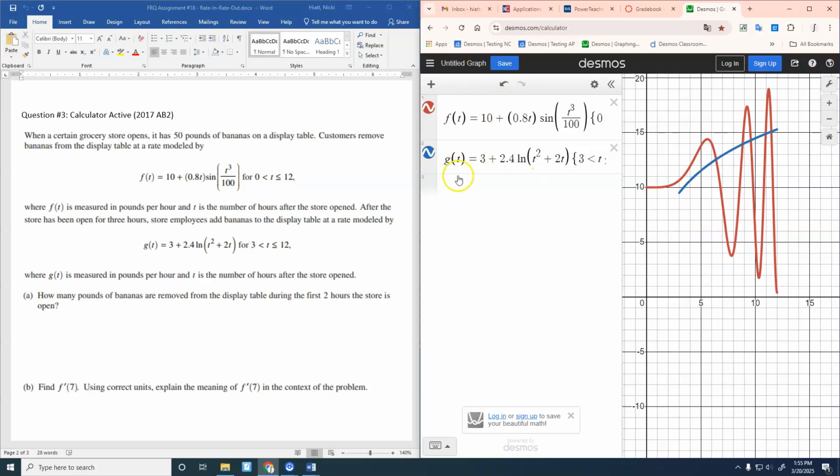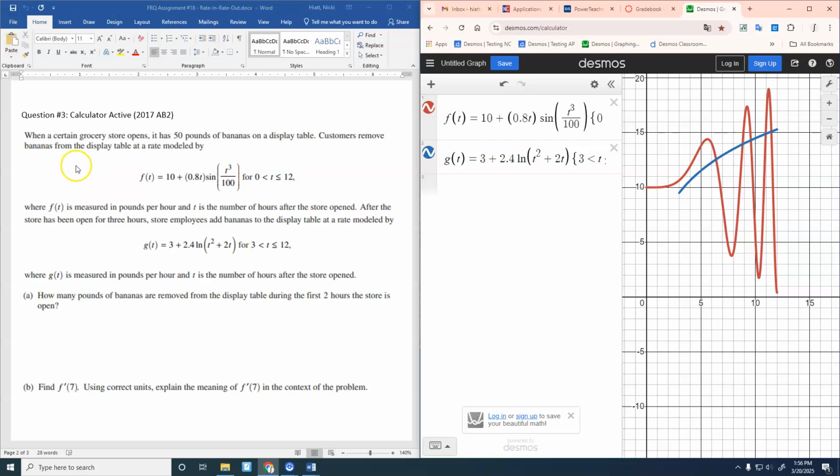Okay, so I would go ahead and type those in from the beginning. The grocery store opens. It has 50 pounds of bananas on the display table. I mean, they were just asking for there to be memes about this whenever they decided that bananas on the display was what they were going with here. Seems like no grocery store in the world is actually doing this, but this is what they've done.